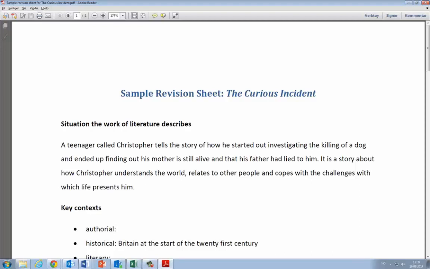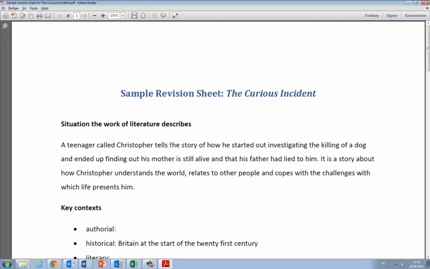Now personally, I find it helpful to start off with a statement about what happened in the book. This is what I have called the situation the work of literature describes. There are many texts on this reading list, and by the time you come to the exam, it's not always as easy as we might think remembering what happens in each individual text. So here's a chance to just record that, but I would encourage you not to use more than 2 or 3 sentences. What I've written here then is quite simple.